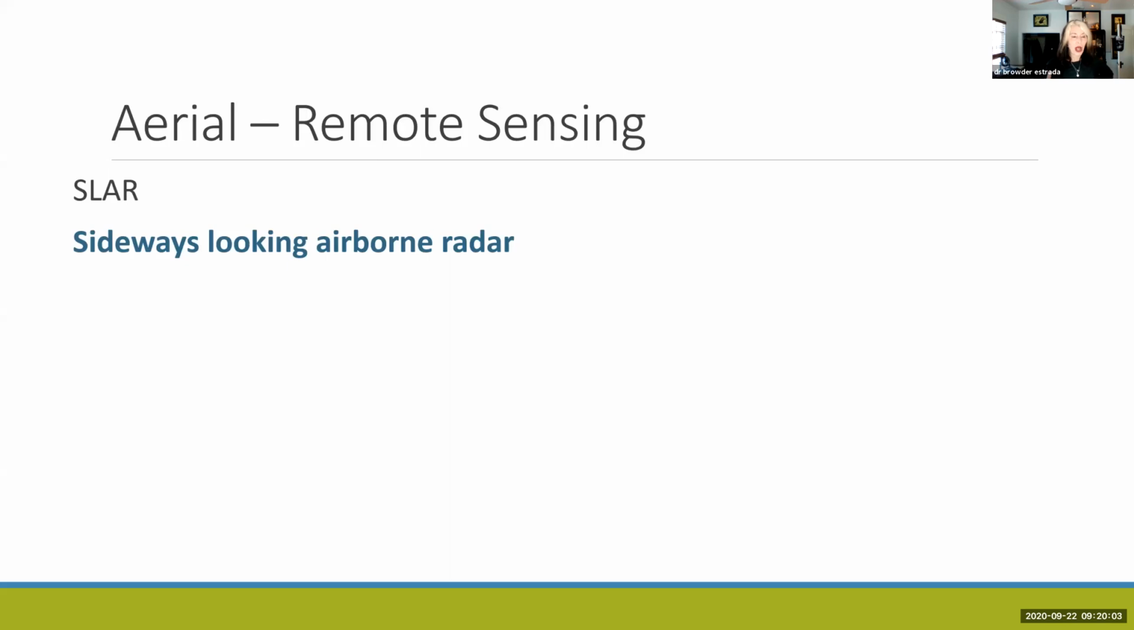SLAR, Sideways Looking Airborne Radar. In Canvas, you have a case study. It's titled Maya Wetlands. It'll be in the PDF case studies area. So you do want to read over that and see where were they working, how old is the area, what were they trying to document, and how successful was it?